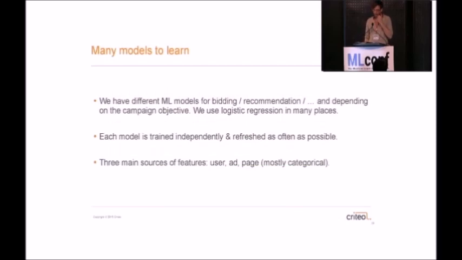So as you saw, we have many different models. We have models for bidding, we have models for recommendation, we have models for look and feel, and then we have different objectives for the campaigns. It can be clicks, sales amount. And so we have all these models, and we train them independently, and we try to refresh them as often as possible.